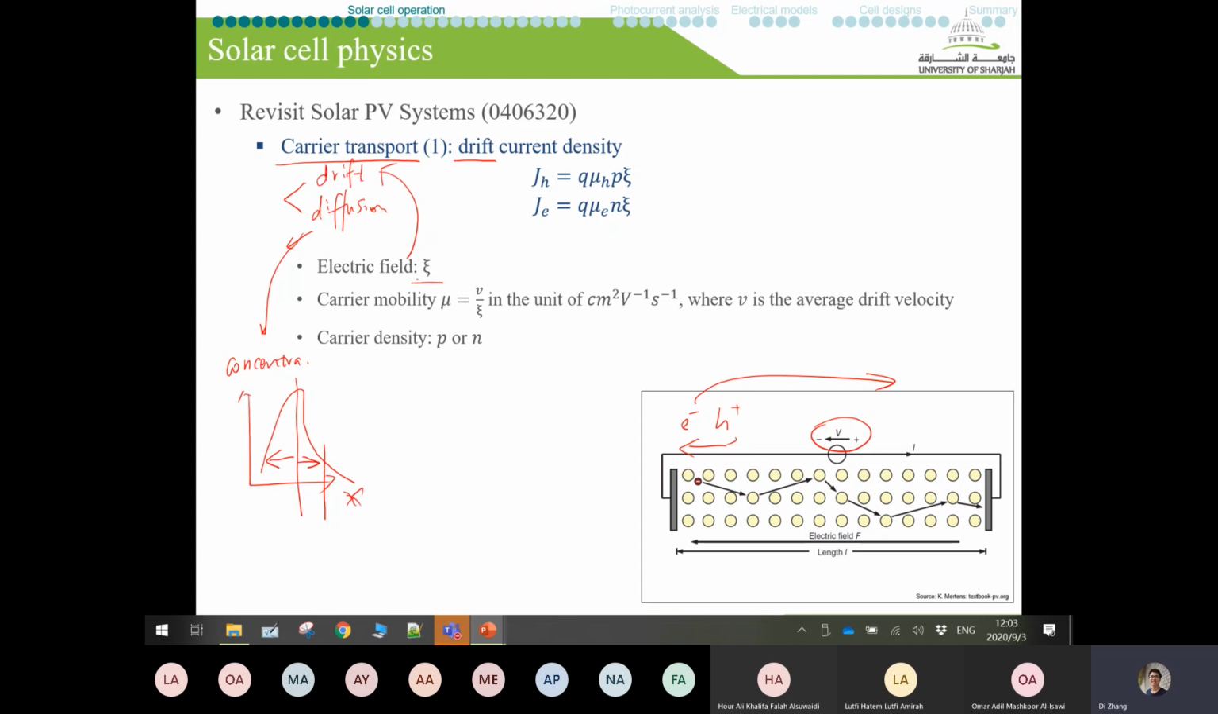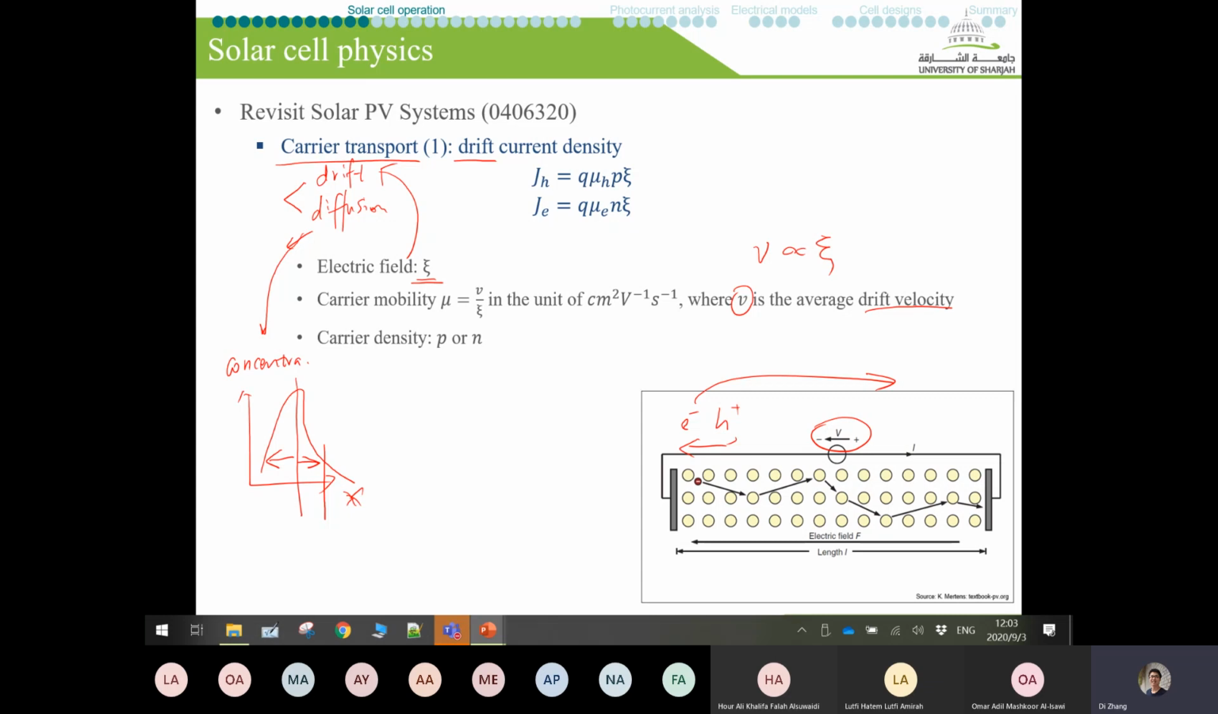So the electric field, we're using the letter E here. And obviously, if we define a lowercase v as the drift velocity for either the electron or the hole, this velocity should be proportional to the electric field. The larger the electric field, the larger the velocity we will get. So how do we use that?